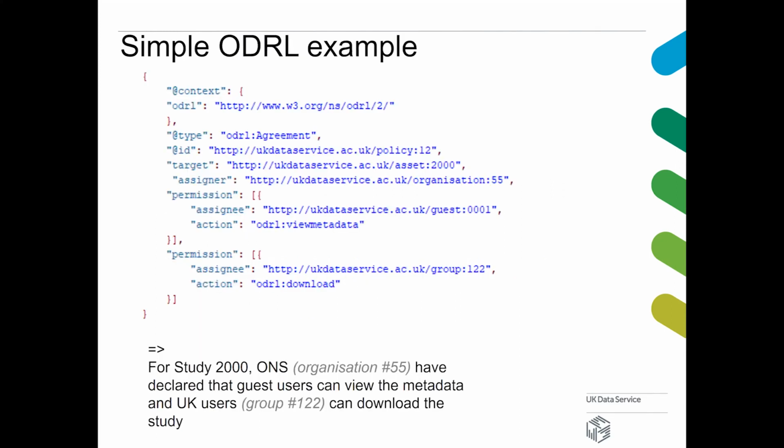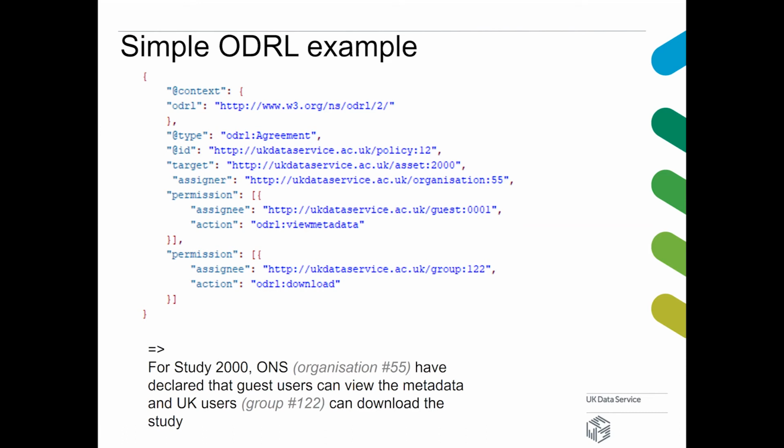Doing ODRL in 2 slides is quite a big challenge, but just to give you a visual fix on this, this is what an ODRL license would look like in practice. So you have the machine readable stuff at the top, and essentially what this says is for study number 2000, ONS, for example, as organisation number 55, have asserted that guest users can view the metadata, but anyone who's based in the UK can actually download the data. So this is an active area of research for us, and to be frank, is one of the things that's holding us up moving forward with the actual structural portal.